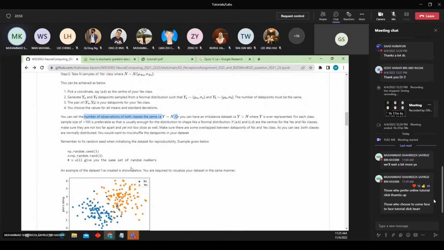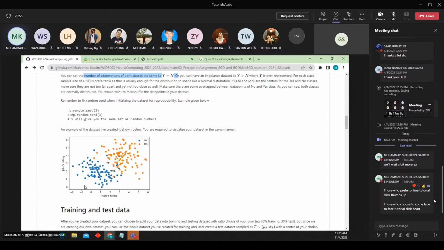You have the freedom to choose the number of observations. For example, you can choose yes to be 100, no to be 100. You can make it 1,000, or 10,000 for each class, or you can make 5,000 and 5,000 and have a whole data set of 10,000. That's also fine. But what I'm showing is just 100 for the yes class and 100 for the no class. Make sure there are some overlaps between these two. We want some misclassification happening here.